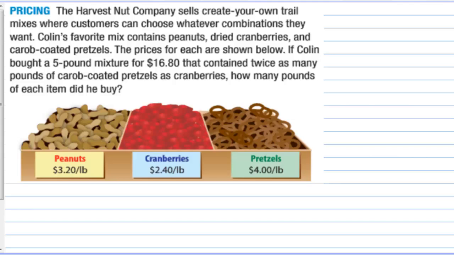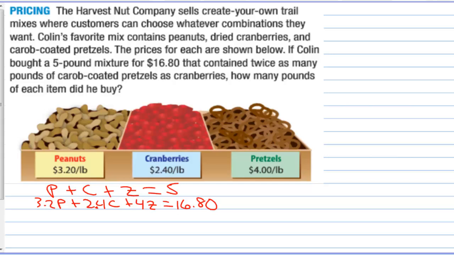If Colin bought a 5-pound mixture, so let's go with P plus C plus maybe Z for pretzels, because I have peanuts and pretzels, that should be a 5-pound bag. So our P, C, and Z stand for poundage. And he bought it for $16.80. So 320P plus 240C plus 4Z is equal to 1680. And then after the 1680, it says that contained twice as many pounds of carob-coated pretzels as cranberries.